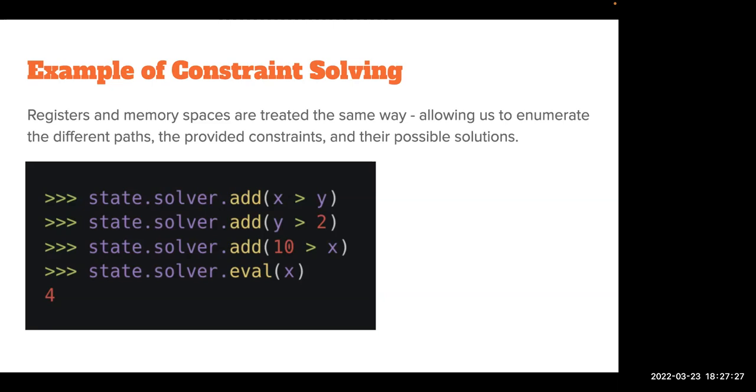And it will consider all the options for X and Y until you get the value for those symbols that meets the constraints, which in this case is 4. This is a much more simplified example, but this is essentially what it does with registers or even the regions in memory.